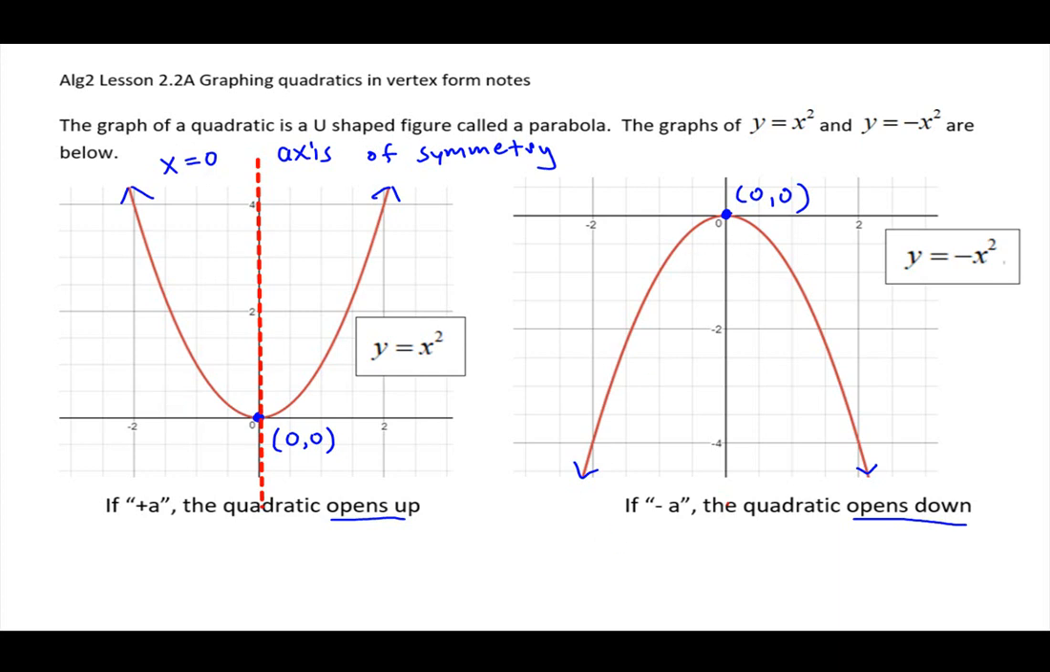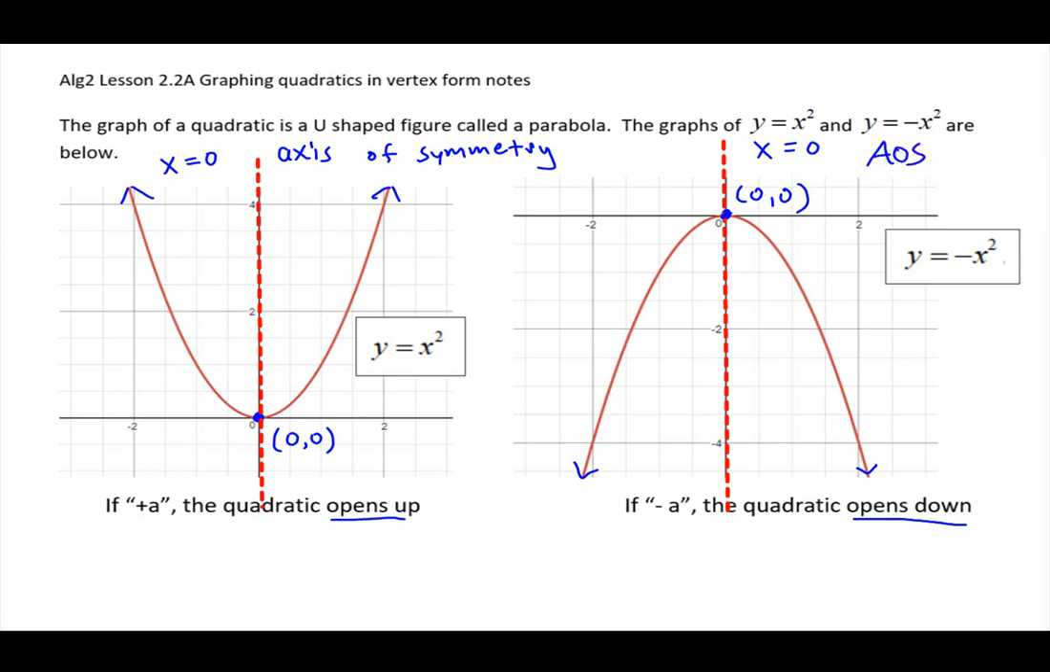Same thing here, if I draw an imaginary line going through the vertex, the axis of symmetry, the equation is going through 0. That's the x value of the vertex. So the equation for the axis of symmetry would be x equals 0. Sometimes I'll abbreviate the axis of symmetry AOS.